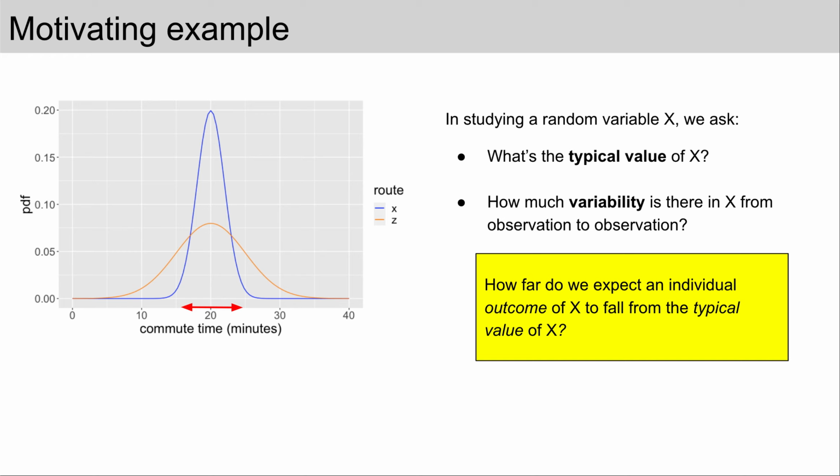For example, consider the PDFs here of x and z, the commute times for two different routes that your friend takes to school. Notice that the typical time to school is roughly 20 minutes for both routes. Yet, on average, the commute times for the second route, represented by variable z, tend to fall further from this average. That is, there's more variability in the commute times for the second route. In this video, we'll explore how to measure this variability. This will come down to examining distances, or how far we expect an individual outcome of x to fall from the typical value of x.